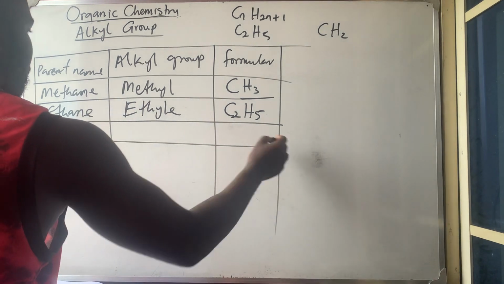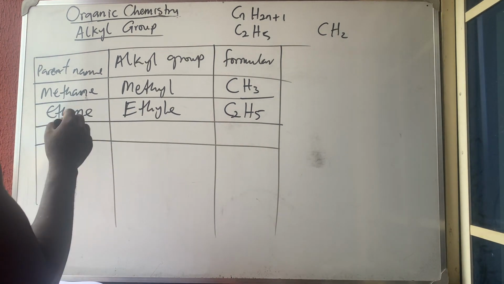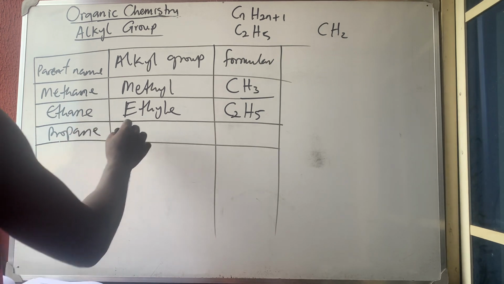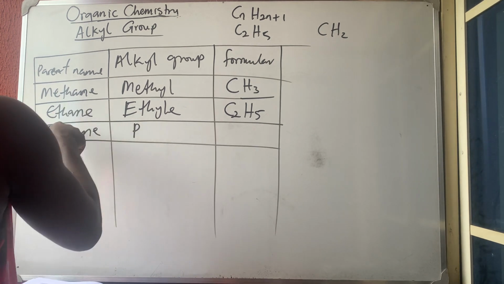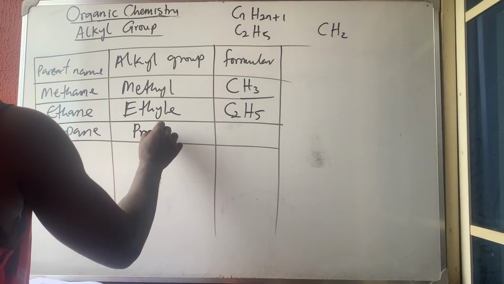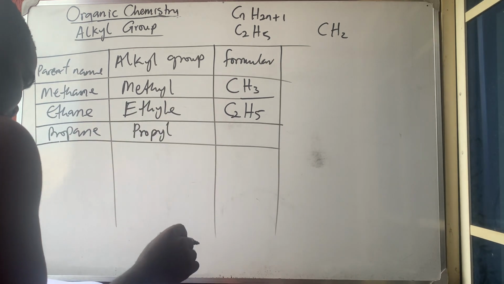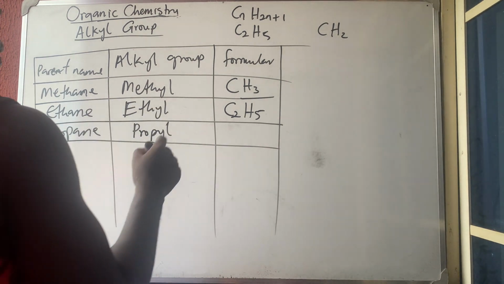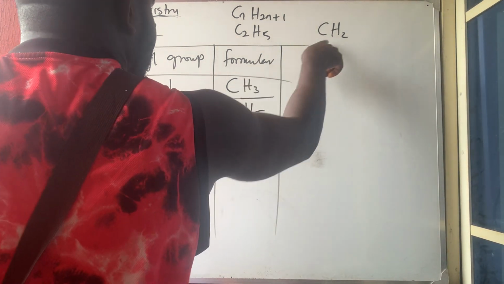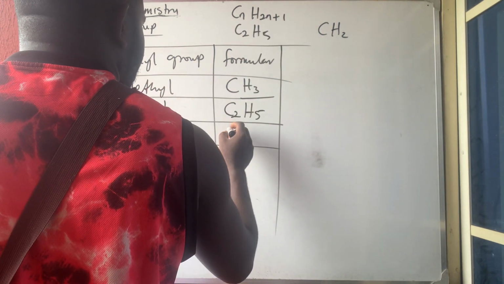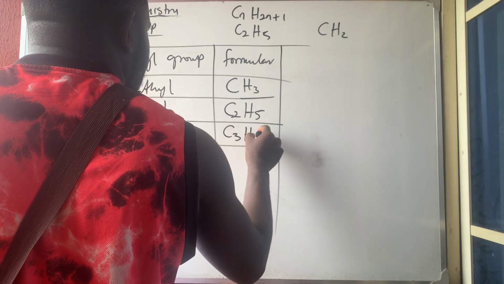Then the next one is propane, and it is called propyl. This is the parent name, this is where they are gotten from. So this is propyl. It is simply by adding CH2 to the previous member, or you can use the formula where n is now 3. So we have C3H7.